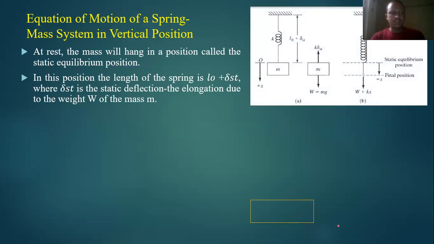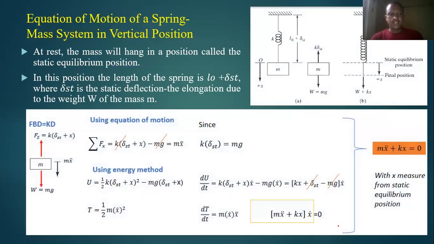And the equation of motion of the spring mass system in a vertical position is almost similar to what we discussed previously, so I don't want to waste much time here. Finally we get the same equation of motion.